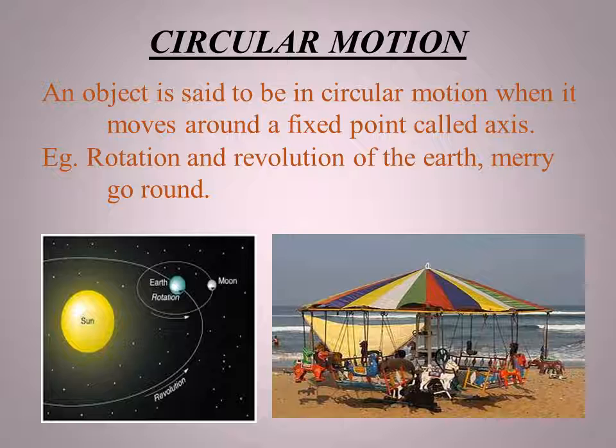We can have an example of the rotation and revolution of the earth. As we all know, the earth rotates on a fixed axis, which takes almost 24 hours. Similarly, it revolves around the sun. So both motions are said to be circular motion.